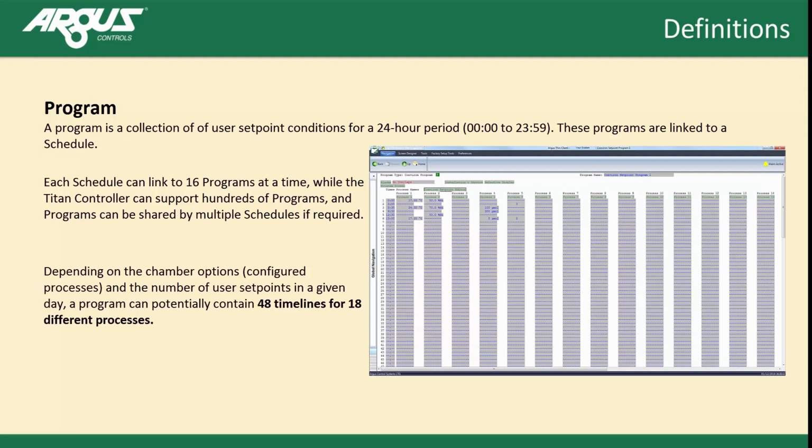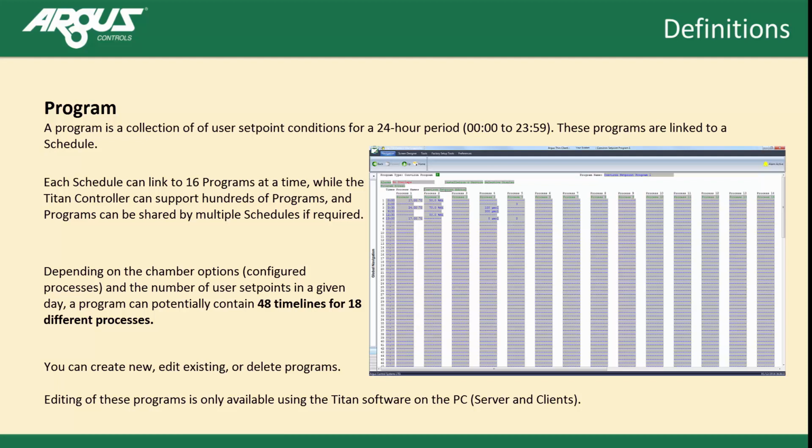Depending on the chamber options, the configured processes, and the number of user setpoints in a given day, a program can potentially contain 48 timelines for 18 different processes. You can create new, edit existing, or delete programs. Editing of these programs is only available using the Titan software on the PC, both server and clients.